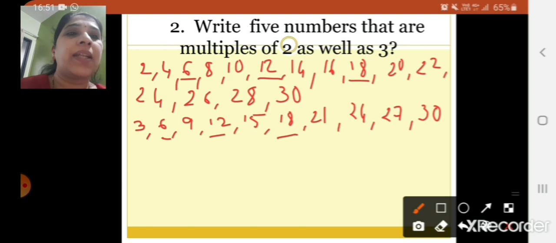Now you see 20, 22, 24. So 24 is there over here. Yes, 24 is over here also. Then 26, 28 is not there. 30 is there. So you got the number 30, right?